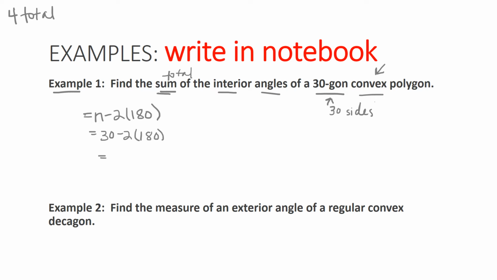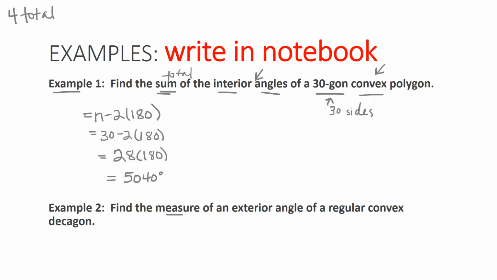Now 30 minus 2, we could do in our heads, so that would be 28, but 28 times 180, I probably want to type into my calculator. If I type that into my calculator, the answer I would get back would be 5,040 degrees. And I have to put degrees because I was trying to find the interior angles. So that's why I would have to label that with degrees. Now, if you forgot your degrees, make sure you put that in, because Miss Kessler will dock you without labeling them. Let's move on to example 2.